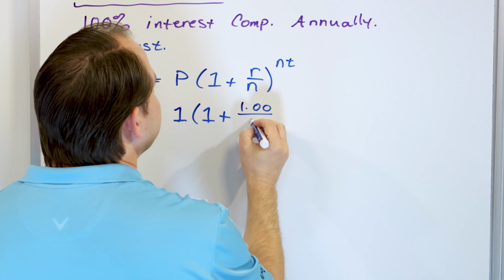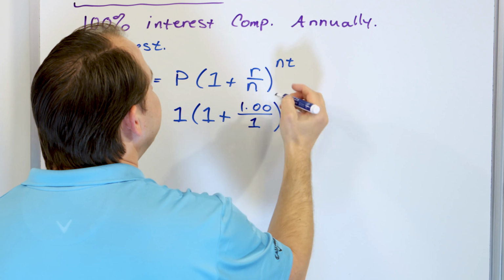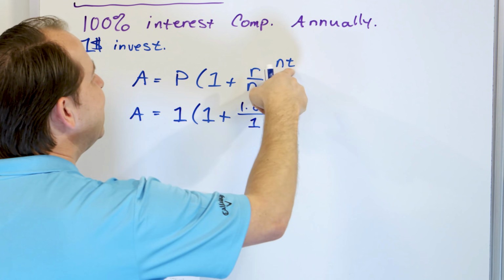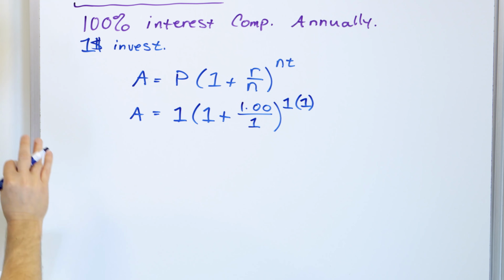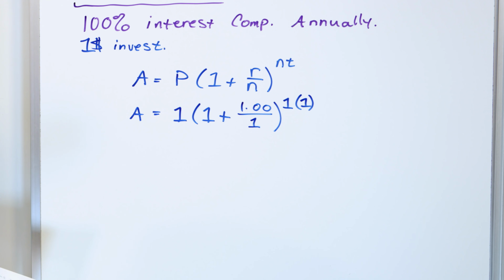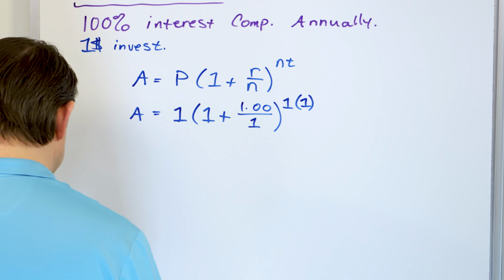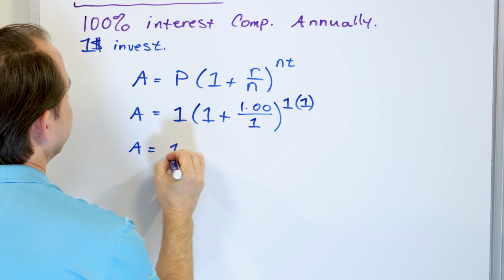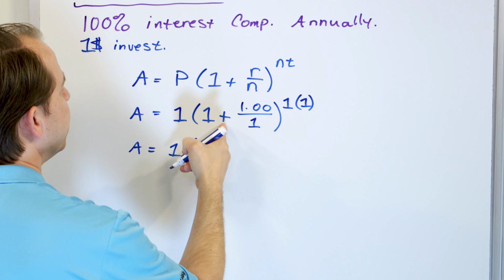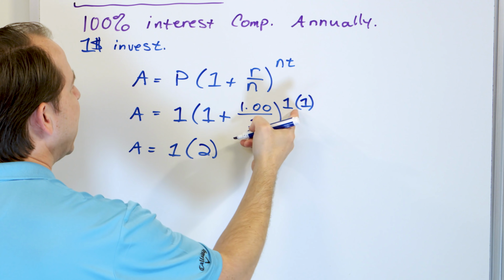I'm only doing it annually. That means 1 time per year. I'm only doing it annually, 1 time per year, and I'm looking down the road 1 year in the future. Again, if you don't know how this works, it's because you haven't watched my compound interest formula lesson on that. So here we go. We have 1 on the inside. This is going to be 1 plus 1. So I'm going to have 2 in here, raised to the power of 1.